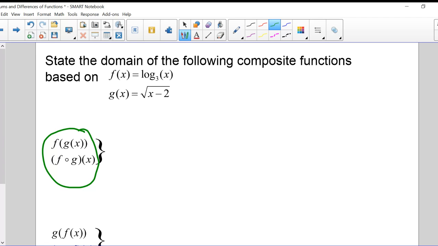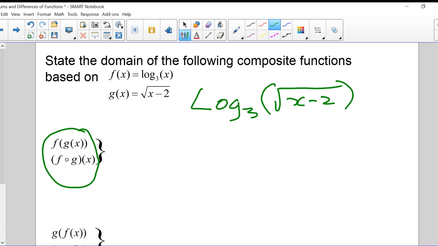All right. So really, this is f of G of X. It means we're putting the G function inside of the F function. So really what it looks like is this: it's the log base 3 of the square root of x minus 2. That's what we're doing. We're putting the g function, which is the square root of x minus 2, into the f function. All right, I want to make sure everybody's with me so far, that this makes perfect sense.